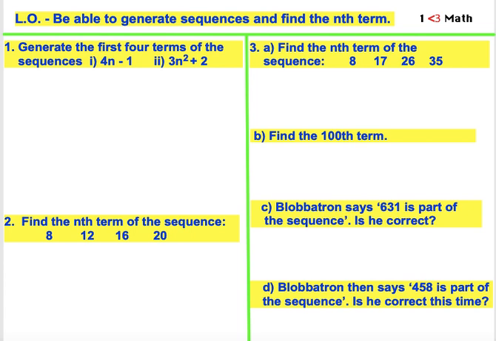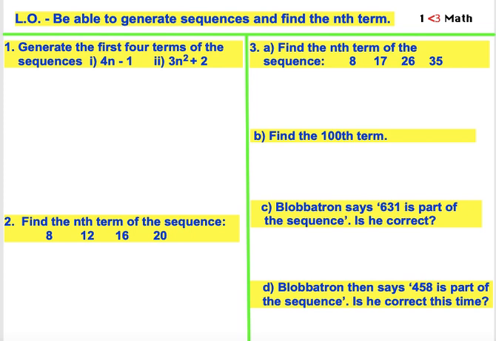So welcome back to Lesson 3 Math. The learning objective of this video is to be able to generate sequences and find the nth term. So we've got 3 questions here. I was going to say 4 questions, but we've got 3 questions only. But question 3 has quite a lot of different parts. So if you'd like to have a go at these questions, please pause the video now before I proceed with the solutions.